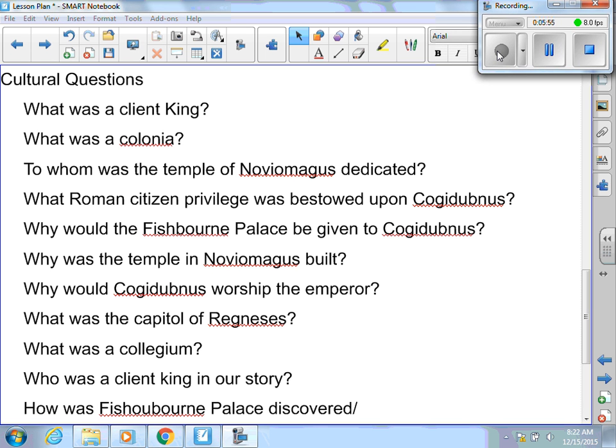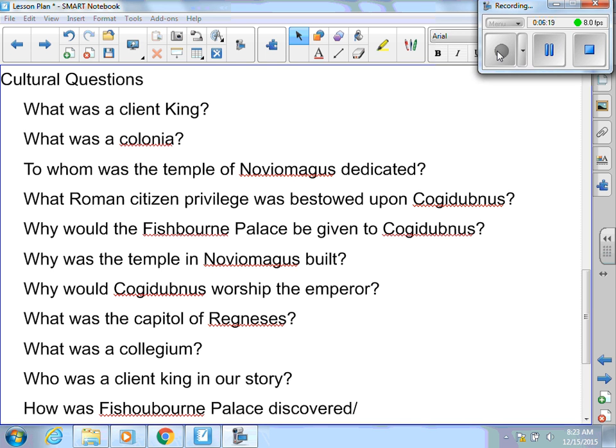Well, it was a way to build up a sense of unity in their large empire. They really needed the Britons to accept the rule of the emperor. So if they could get people like Cogidubnus to worship the emperor, then the Britons would be more likely to accept his rule.